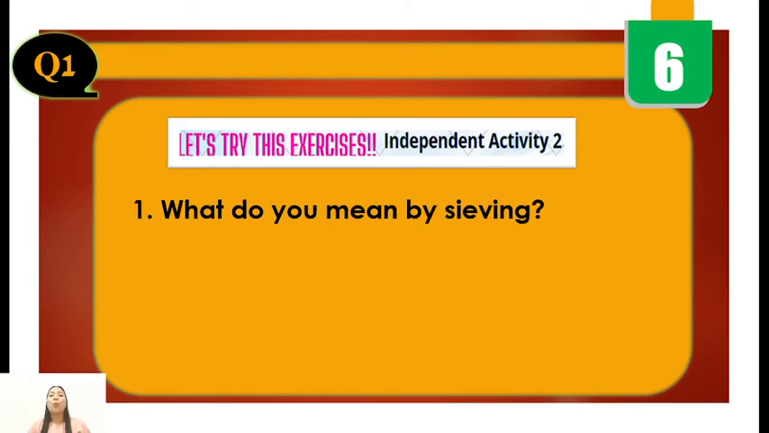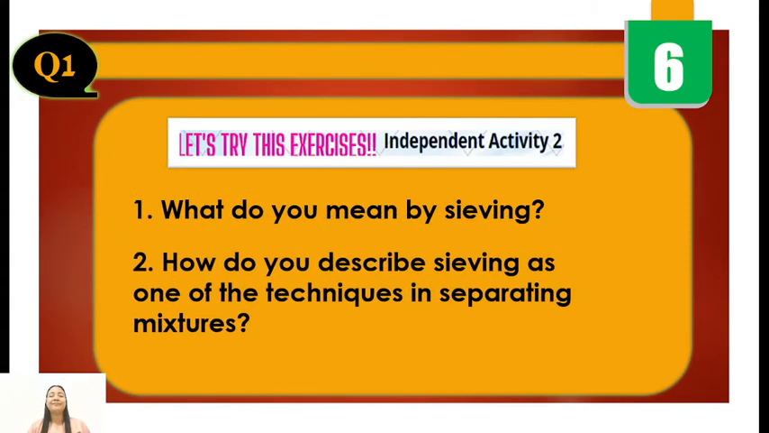Number 1. What do you mean by sieving? Next question. How do you describe sieving as one of the techniques in separating mixtures? So write your answers in a separate sheet of paper, and then we will proceed to the next one.